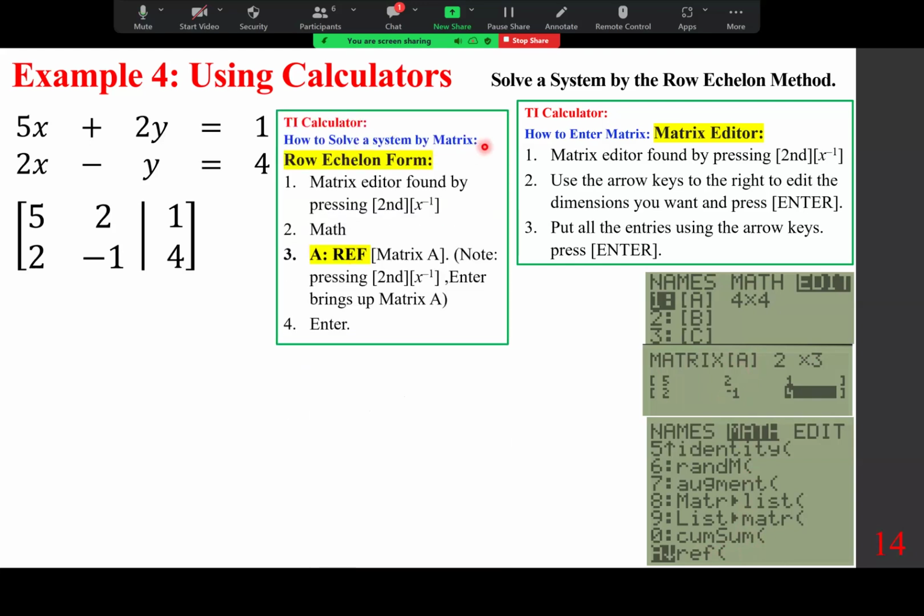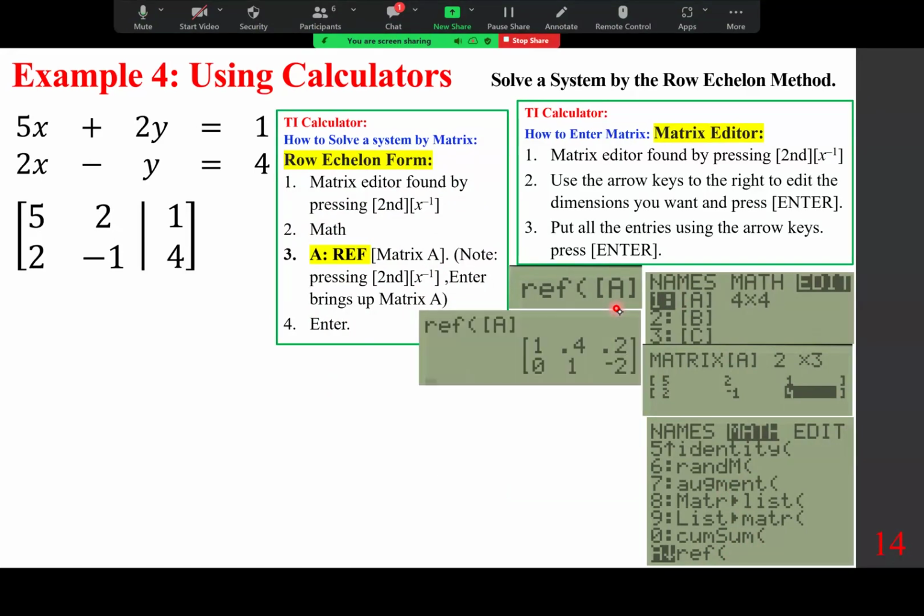So how to solve a system by matrix? Row echelon form. 1, matrix editor found by pressing second x to the power of negative 1. 2, math. Then A, REF, put matrix A, note, pressing second x to the power of minus 1, enter, bring up matrix A and enter. So after that, you have to go back to the names and bring up A. So REF matrix A has to be a matrix. So it gives you this one.